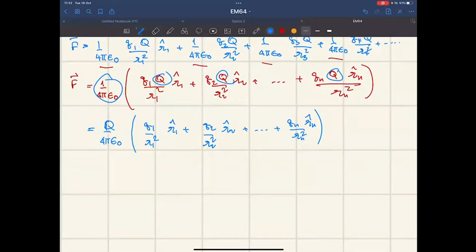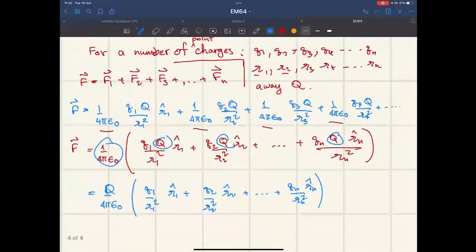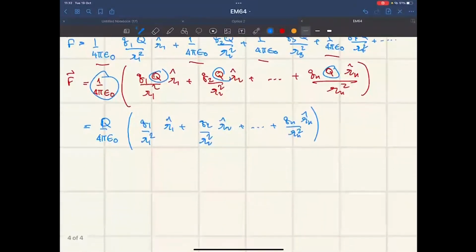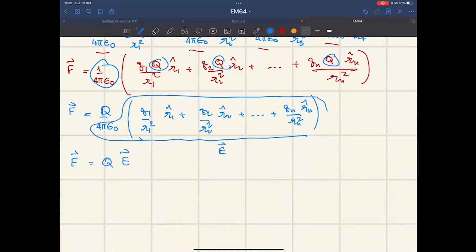Any questions? This is force here. And over here, this thing is called the E field, the electric field. So we can say that our F is equal to Q E. The whole thing is the E field.